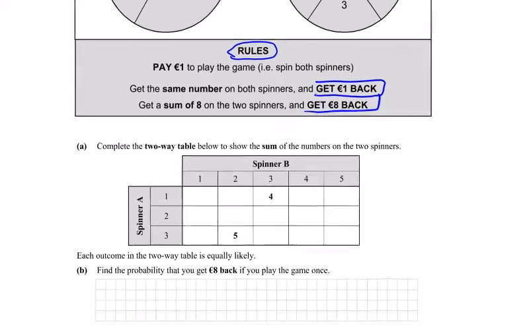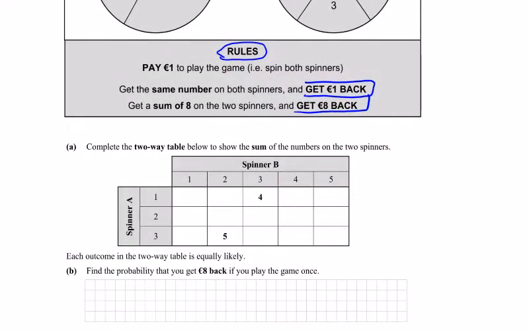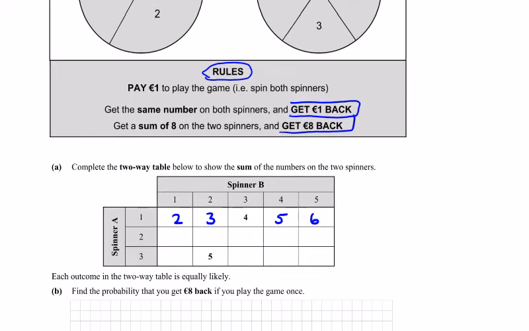We'll have to complete the two-way table to show the sum of the numbers of the 2 spinners. So 1 on each spinner will give a sum of 2. And you can see the pattern here. 2, 3, 4, 5, and 6. You can see the numbers 1, 2, 3, and 1 to 5. 2 and 1 is 3. 2 and 2, 4. 5, 6, 7. And then 4, 5, 6, 7, 8.